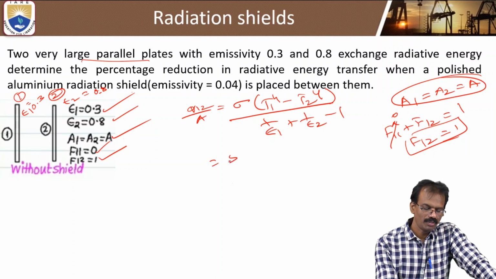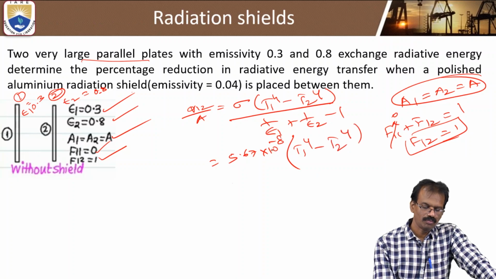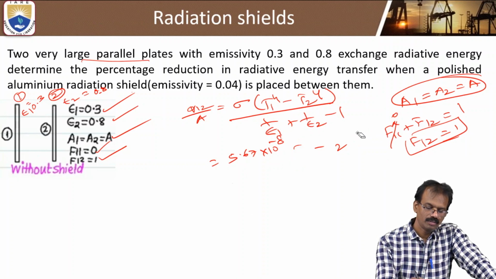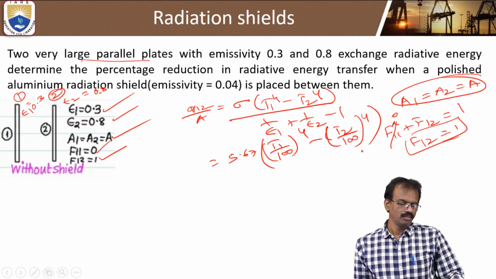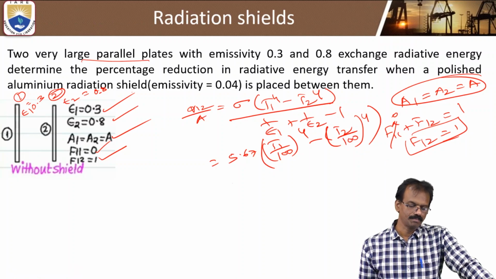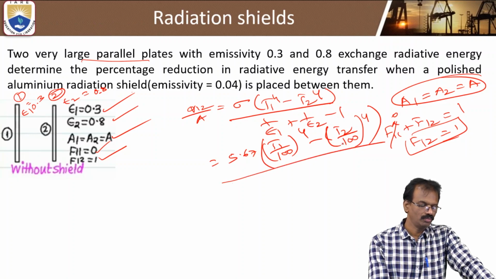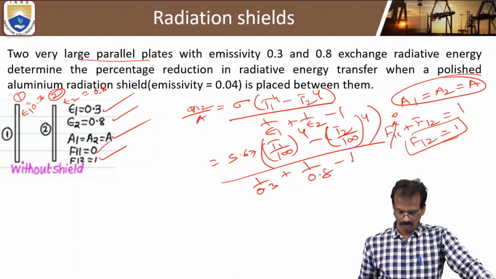Sigma is equal to the value 5.67 into 10 to the power of minus 8, into T1 to the power of 4 minus T2 to the power of 4. We can write this as 5.67 into T1 by 100 to the power of 4 minus T2 by 100 to the power of 4. Then the denominator is 1 by epsilon 1 plus 1 by epsilon 2 minus 1, which is 1 by 0.3 plus 1 by 0.8 minus 1. If you solve this, we will get the value.